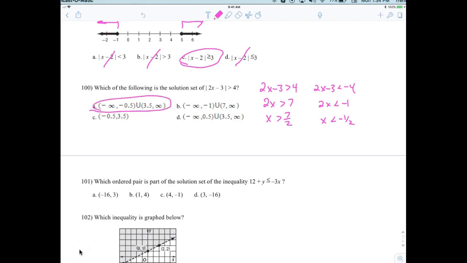You're going in opposite directions. You know you're going in opposite directions, you know it's not C. We have 7/2 and 1/2, so I know it can't be B. And then the signs are wrong for D.